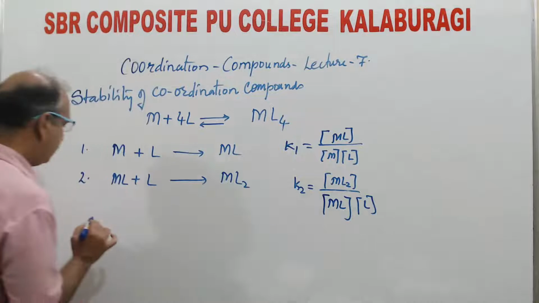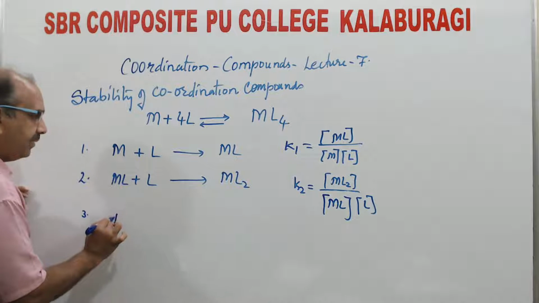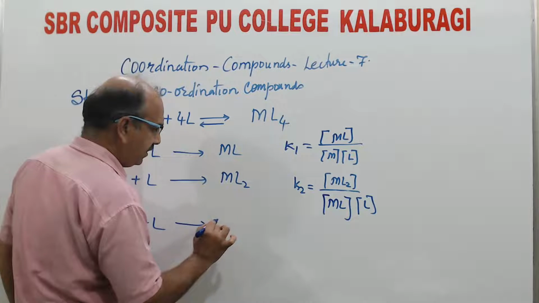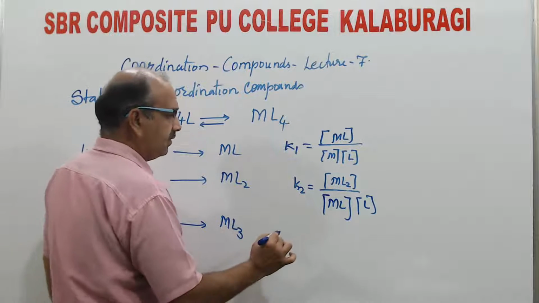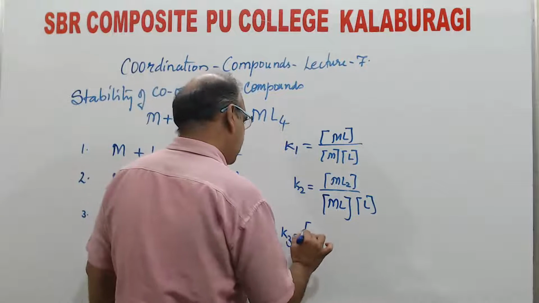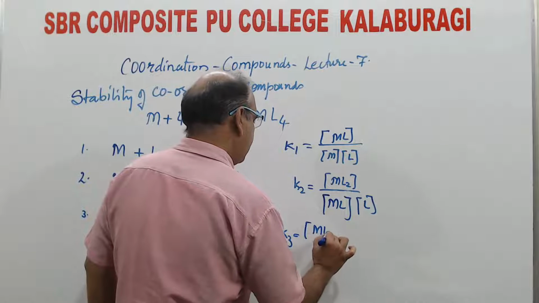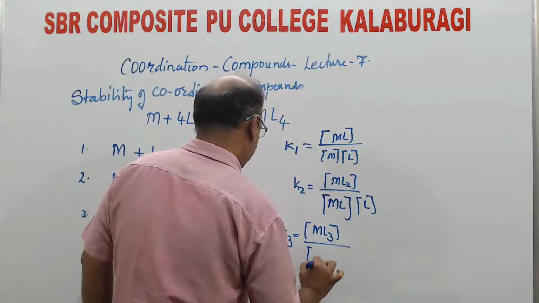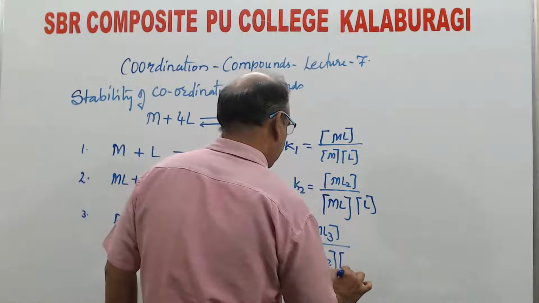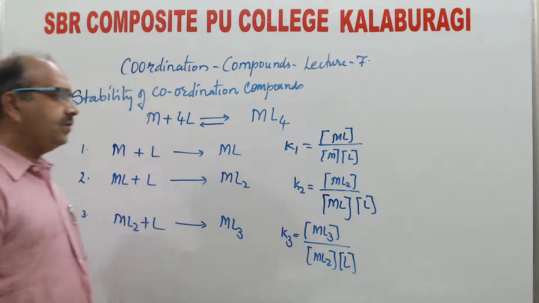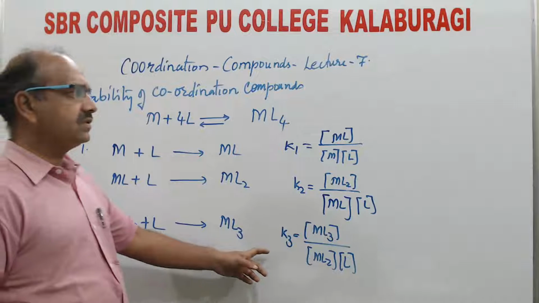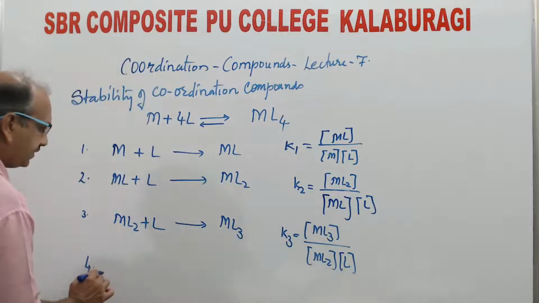So this is K2. Further, the third one: ML2 will bond with another ligand, so this time it will be ML3. The stability constant will be K3, and it is ML3 divided by ML2 into L. This is the stability constant for the third step.